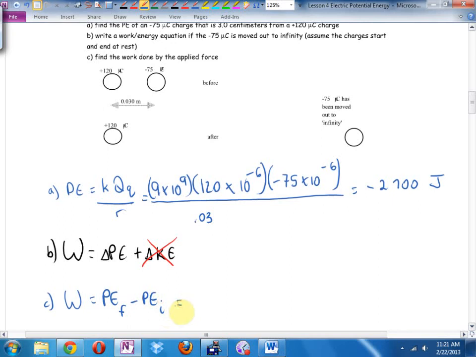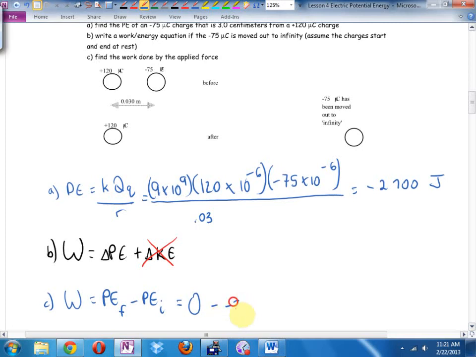What is the final potential energy? Where are we ending up? Out of infinity. What's my final potential energy? 0. Minus. What's my initial potential energy?